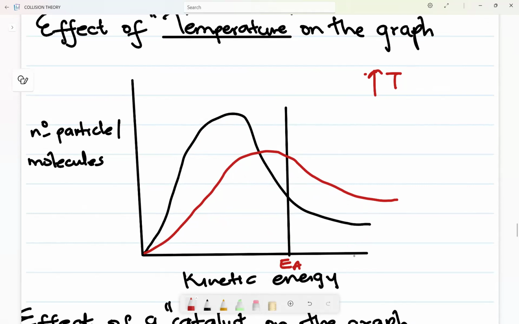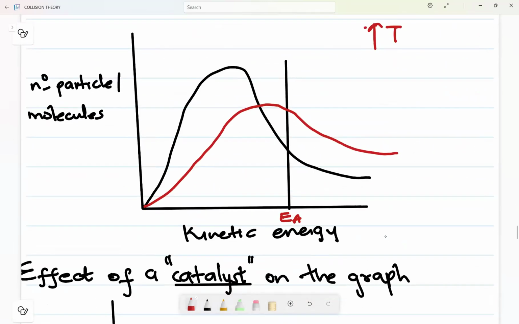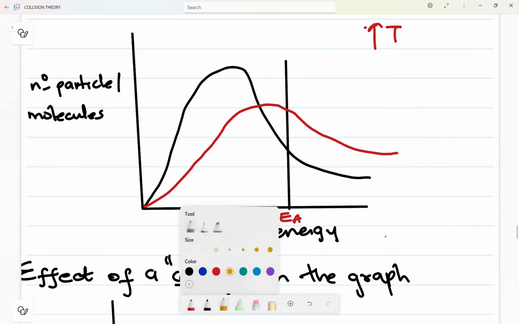Unlike the earlier graph where the area increases, for this one the area remains constant. What changes is that the peak is lower and broader. This one was thinner like this, but now, can you see? Instead of making it taller, we broaden it. We make it wider, and we move it to the right. This is the effect of an increased temperature.